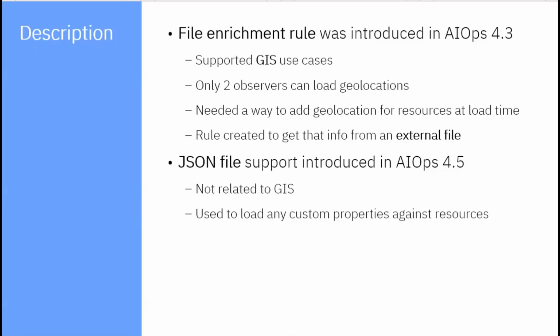So we came up with this idea of the file enrichment rule, where like a normal rule, it's used to add data to the resources, but in this case, it's specifically adding a geolocation. And in order to know what the geolocation is, it uses an external file. So when you define the rule, you also point it at a file that contains a latitude and a longitude for your resources. Okay, so that was all something that happened in 4.3.